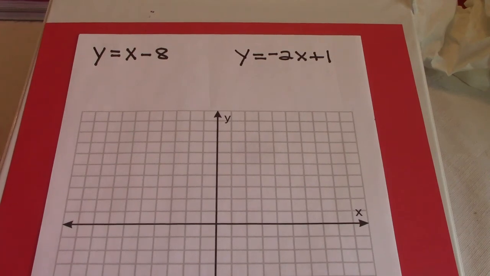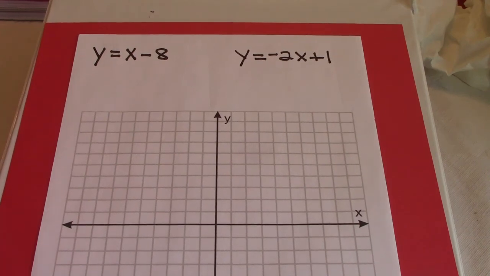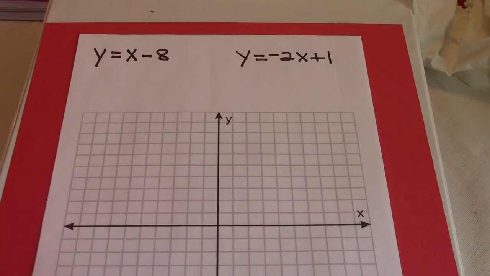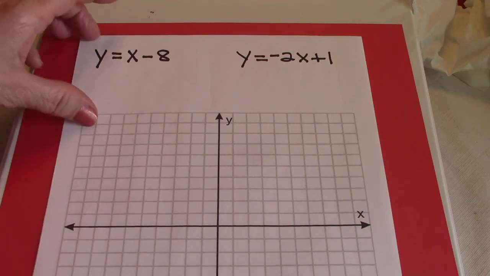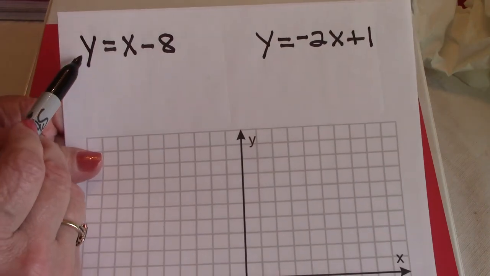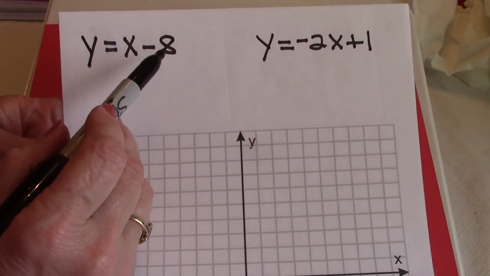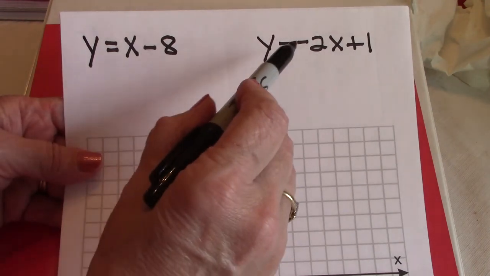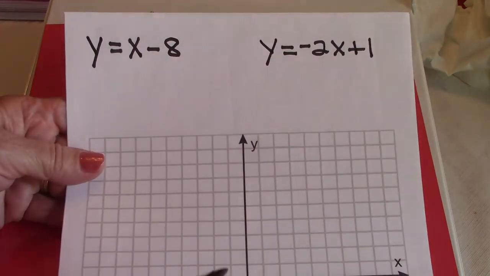I know some of you weren't a big fan of graphing to find the solution to a system of equations because we need a little refresher course on just graphing. So let's take a look and see what we've got. I've got two equations right here. I've got y equals x minus 8 and y equals a negative 2x plus 1.